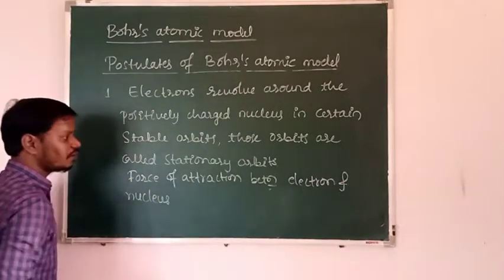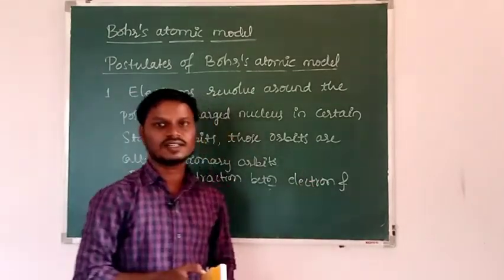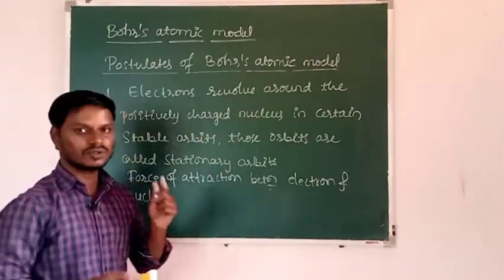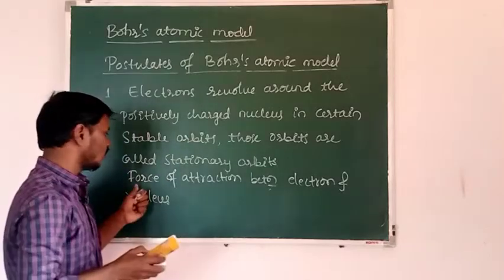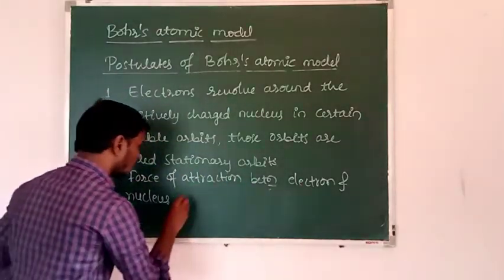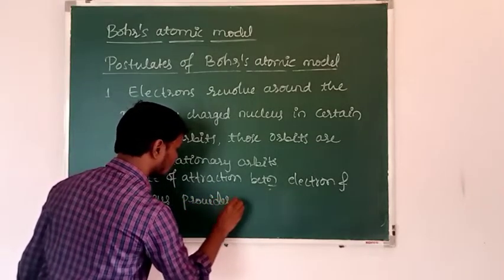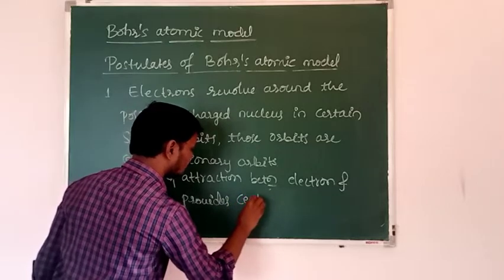Because there is an attractive force between the electron and nucleus, because the electron is a negatively charged particle and the nucleus is a positively charged particle. Okay. Force of attraction between the electron and nucleus provides centripetal force.